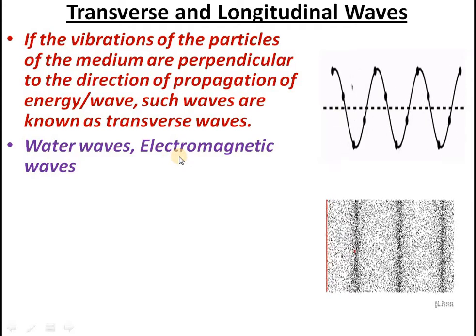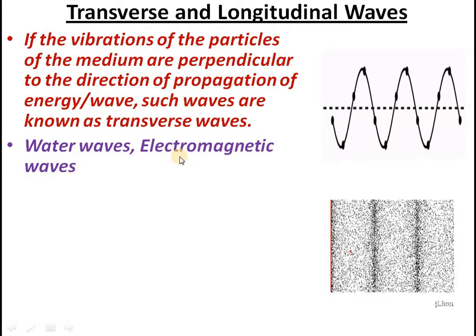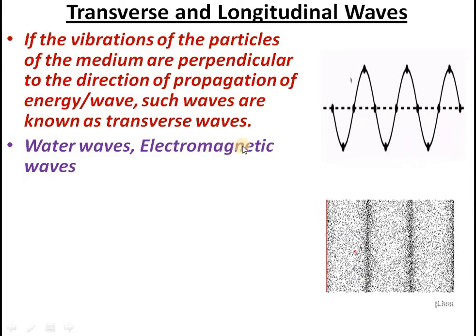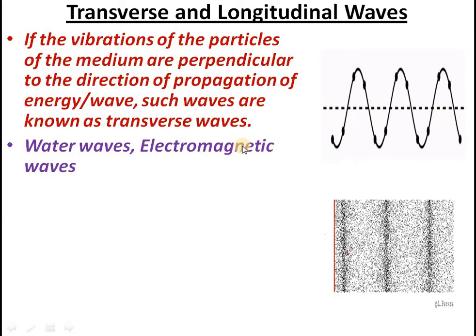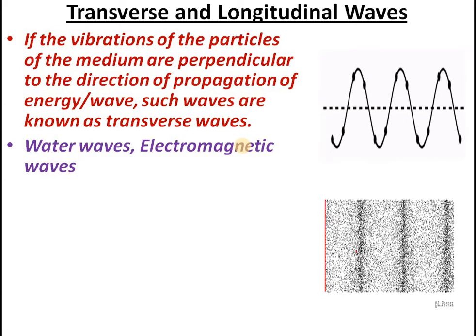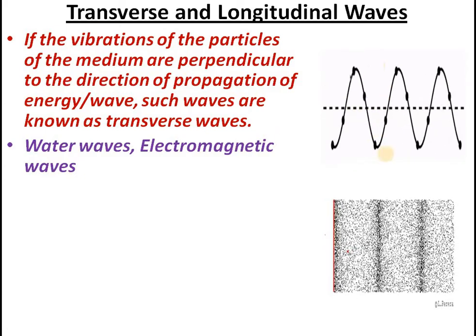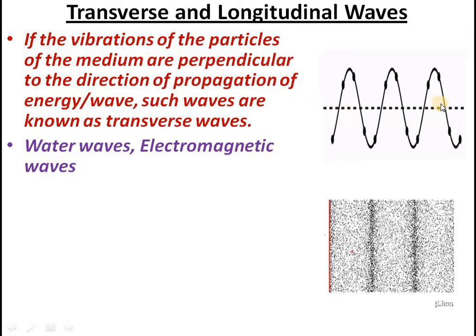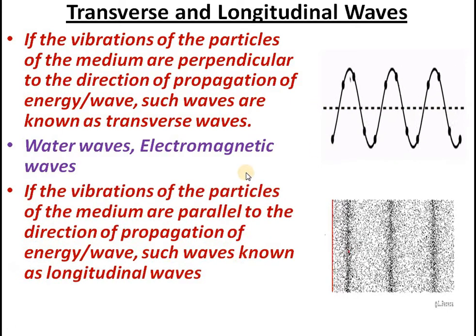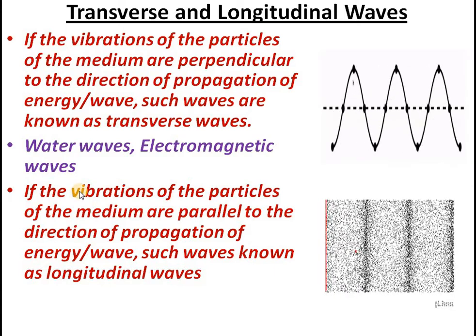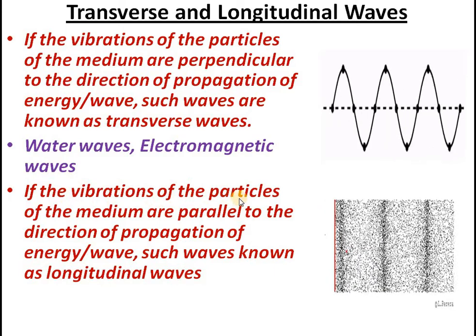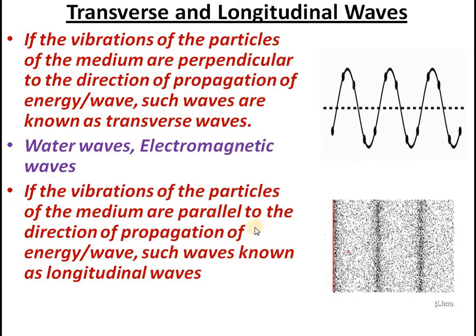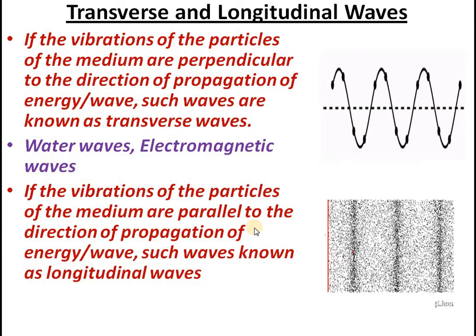A second example is the electromagnetic wave, where electric and magnetic fields oscillate up and down, whereas energy propagates perpendicular to that. Suppose here the electric field is oscillating up and down, energy will be moving in the positive x direction. Similarly, longitudinal waves: if the vibrations of the particles of the medium are parallel to the direction of propagation of the wave, such waves are called longitudinal waves.